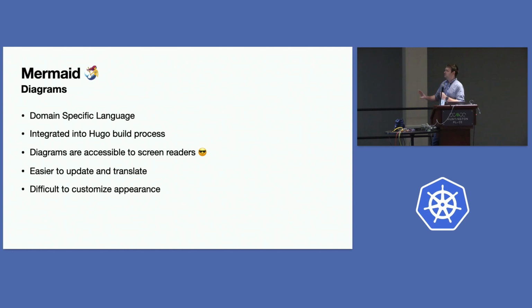One solution to this is Mermaid, which is a domain-specific language. Surprisingly, it is already integrated into our Hugo build process. And a feature I really like is that the diagrams are accessible to screen readers, which if you've ever had to do alt text for images before, can be a big pain to do that for diagrams as you are re-explaining everything again. So great feature, these are accessible to screen readers. They're also easier to update and translate. However, a downside is that it's difficult to customize the appearance.